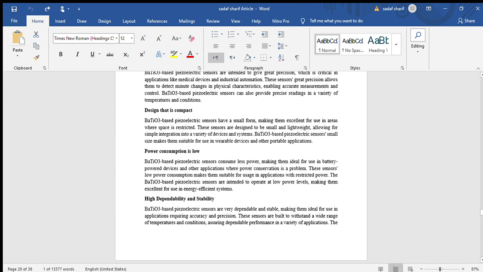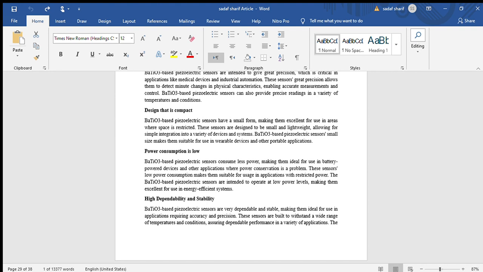Now its compact design. Barium titanate based piezoelectric sensors have a small form, making them excellent for use in areas where the space is restricted. These sensors are designed to be small and lightweight, allowing for simple integration into a variety of devices and systems. Their small size makes them suitable for use in wearable devices and other portable applications.